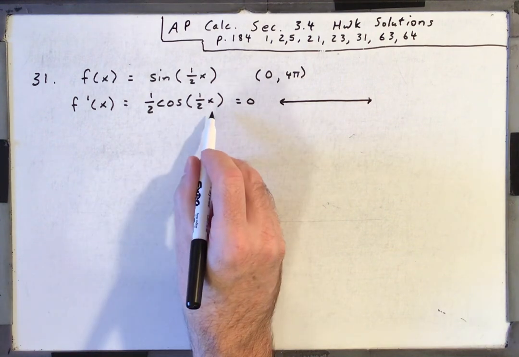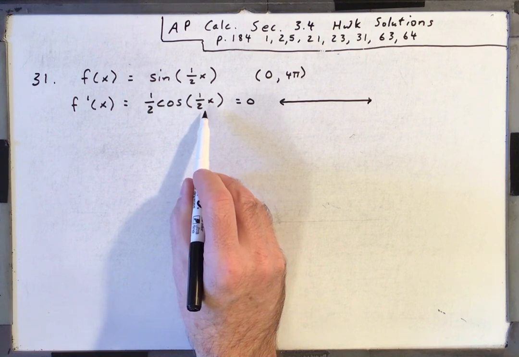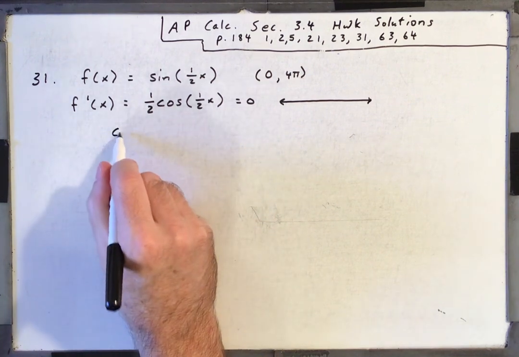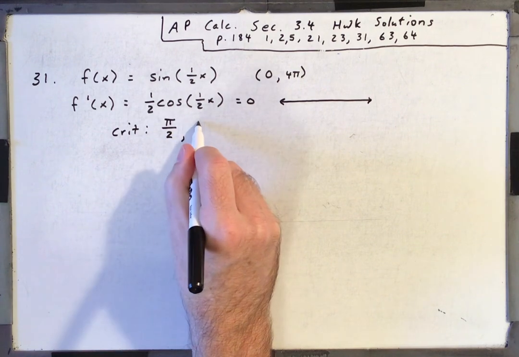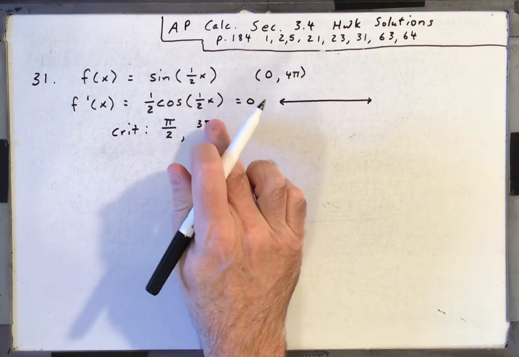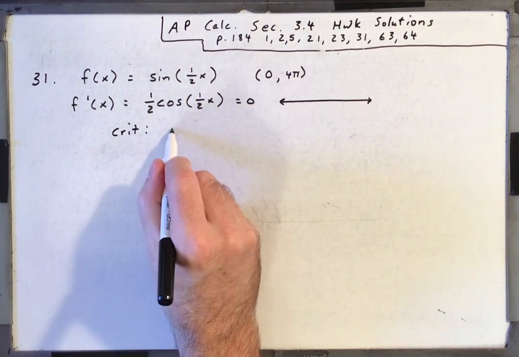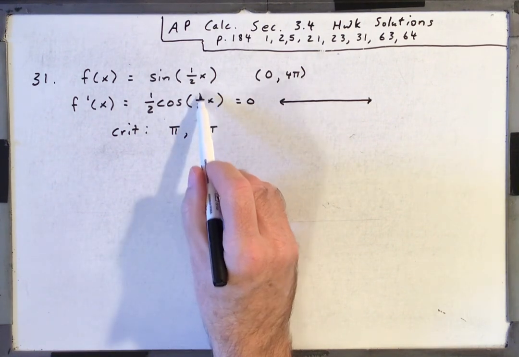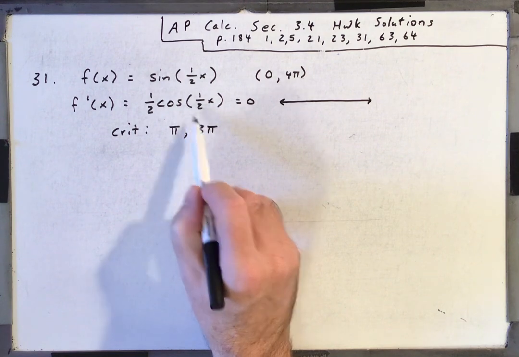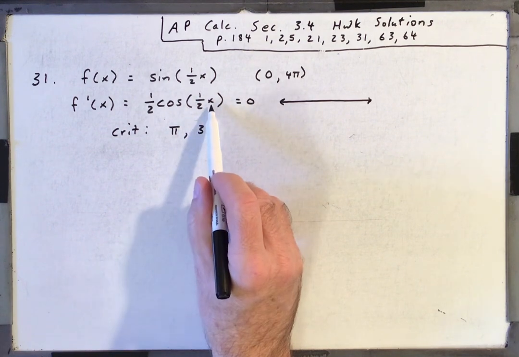So our critical point, where is cosine 0 on the unit circle? Well, it's 0 at pi over 2 and at 3 pi over 2. Okay, so our critical points occur at pi over 2 and 3 pi over 2. Actually, I'm sorry, it's going to occur at pi and 3 pi. So when you plug pi in for x, you'd have pi over 2, which cosine is 0 at pi over 2. And you plug 3 pi in for x, you'd have 3 pi over 2, also a 0 here.